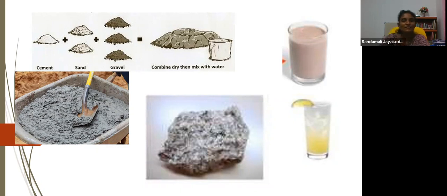Here we can see one part of cement, two parts of sand and three parts of gravel mixed together and combined with one big bucket of water. I think each and every component has a particular amount, a particular fraction. So we call this the composition of the mixture.